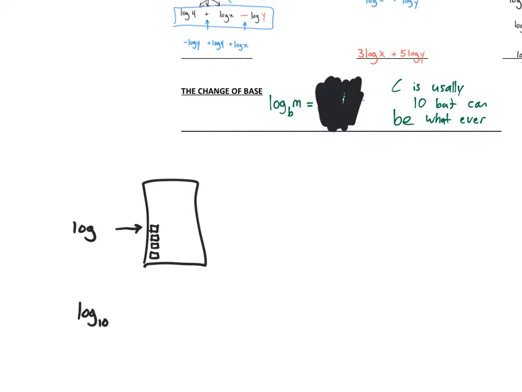But if I gave you something like this, log base 4 of 18, your calculator doesn't have a button for that on its own. And what we would use to solve for that is instead something called the change of base formula. And it looks like this. And I left here to where it says C is usually 10 but can be whatever.